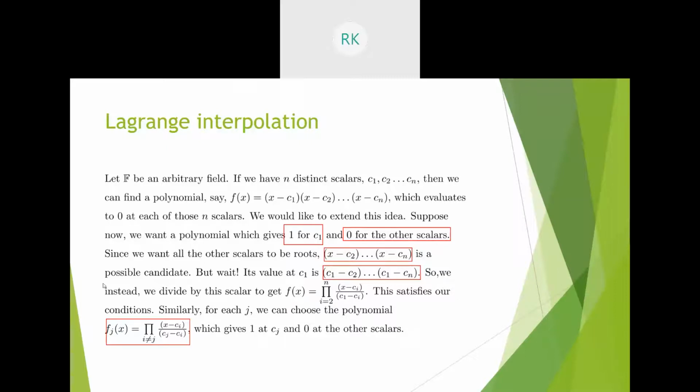Now, if instead of 1 at Cj, I want beta j at Cj, what polynomial should I consider? Let us denote the polynomial which we considered, giving 1 at Cj and 0 at other scalars, by fj. So fj(x) gives 1 at Cj and 0 at other scalars. What polynomial should I consider to give beta j at Cj?